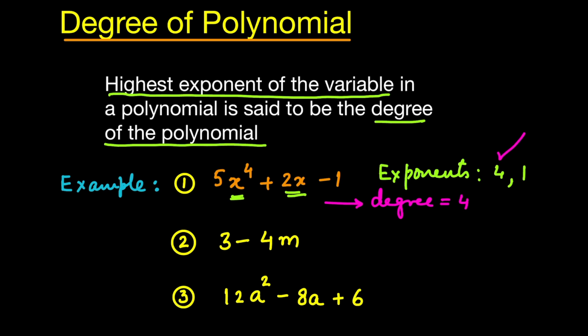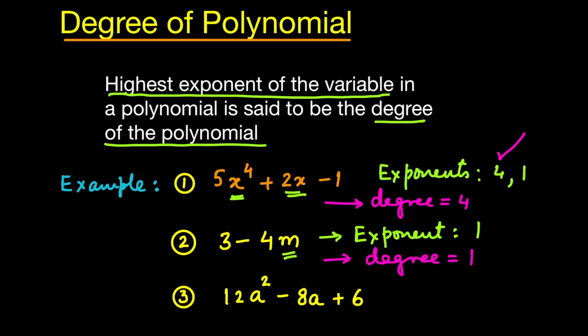Then we go to the next example, example 2: 3 minus 4m. What is the variable here? The variable is m. There is only one term having the variable. So we'll see what is the exponent of it. In this part it's just 1, and there is only one term. So we conclude the degree for this one will be 1.